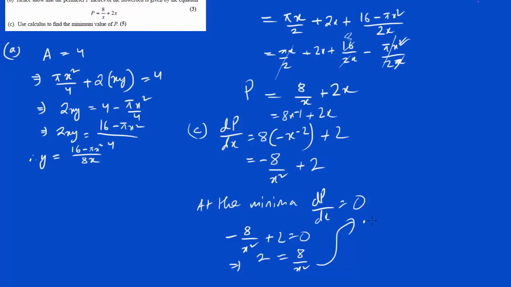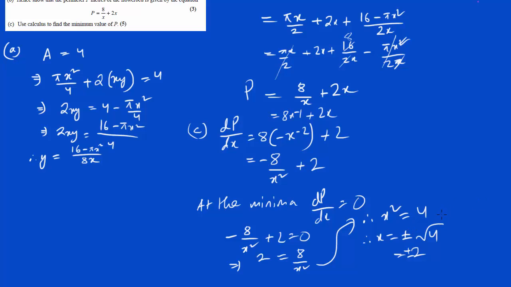So if we cross multiply, we will get x squared equals 8 by 2, which is 4. Therefore, x equals plus or minus the square root of 4, which is plus or minus 2. Now, they did not tell us to check which one is maximum and which one is minimum. How do we know which value of x is minima? Just remember, since this is geometry, we'll take the positive value by default. So as a rule, whatever the positive value is, you would take it.